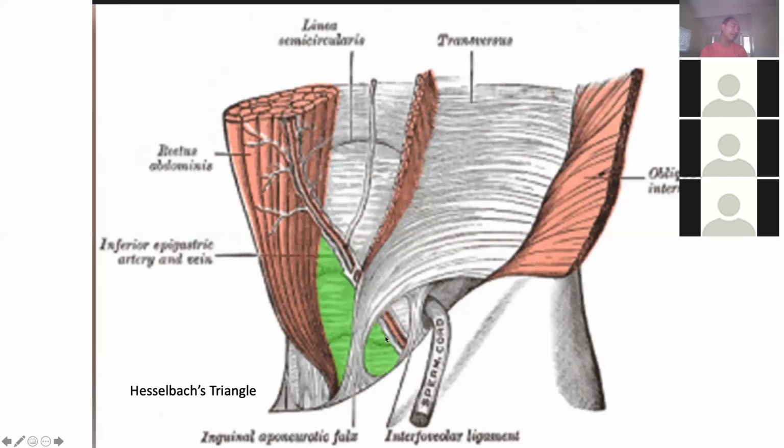Now, this is the rectus muscle here. I'm going to show you a little green triangle area. Look at that little green triangle area here. This triangle is called Hesselbach's triangle. It will be in a later slide. This green color is called Hesselbach's triangle.